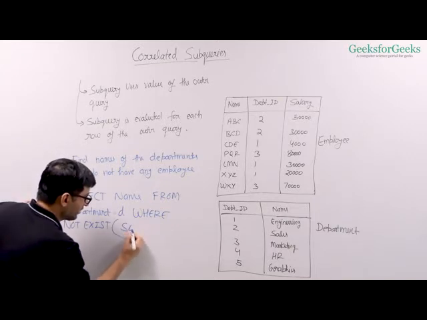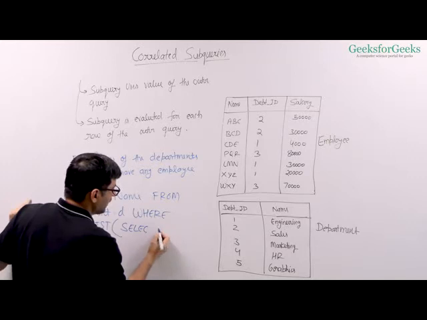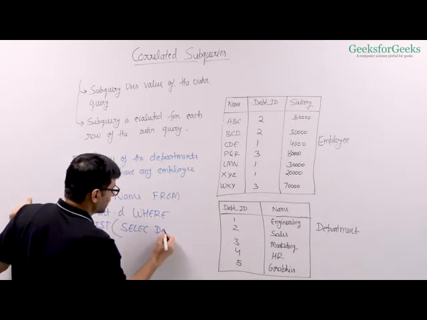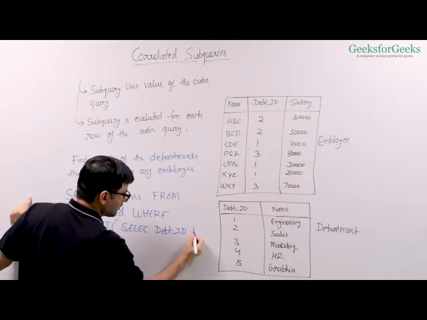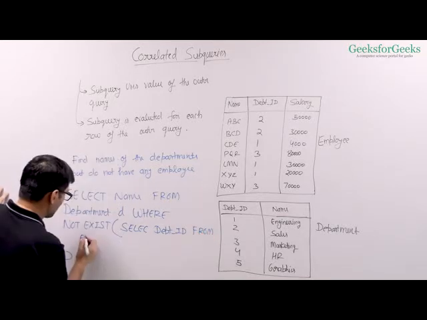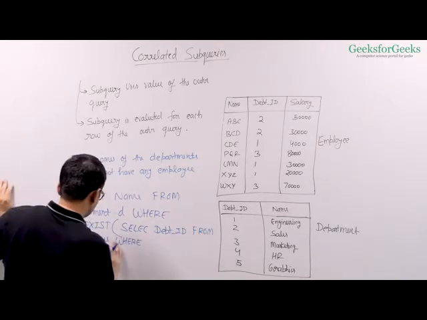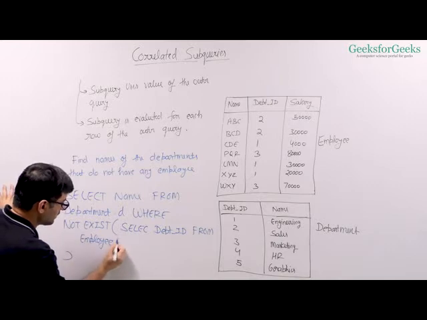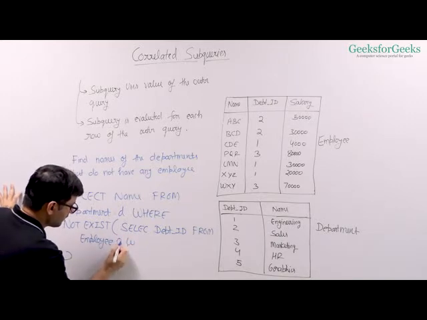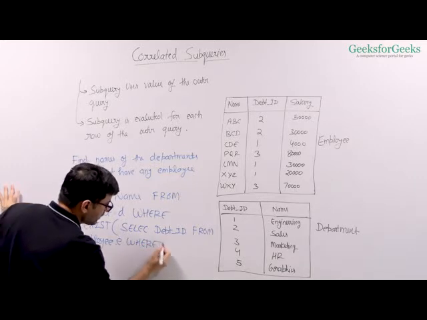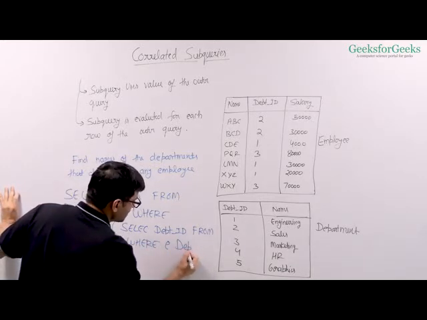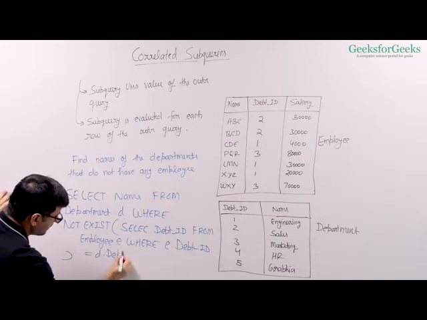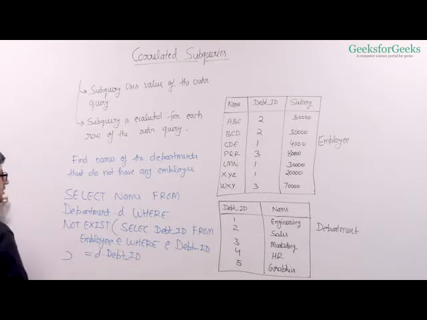So I'll say select. I can select anything from this table because I just want to check whether this exists or not. So I'll say department ID from employee. Let's give it a name also, e, where e.department ID is equal to d.department ID. So this is a subquery.